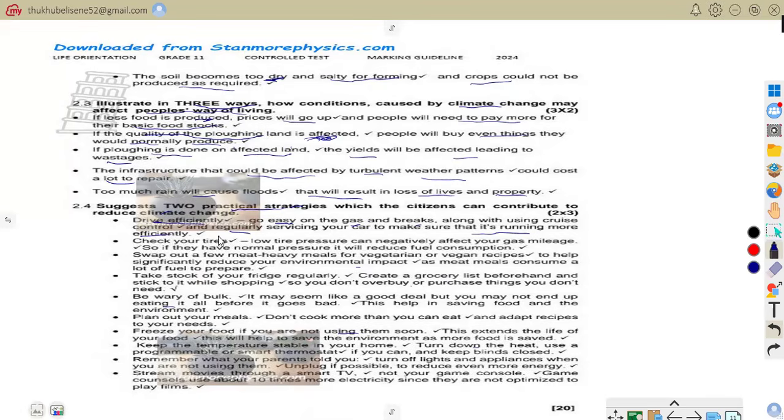Check your tires. Low tire pressure can negatively affect your gas mileage. That is why we are advised to check our tires. If they have normal pressure, it will reduce fuel consumption.